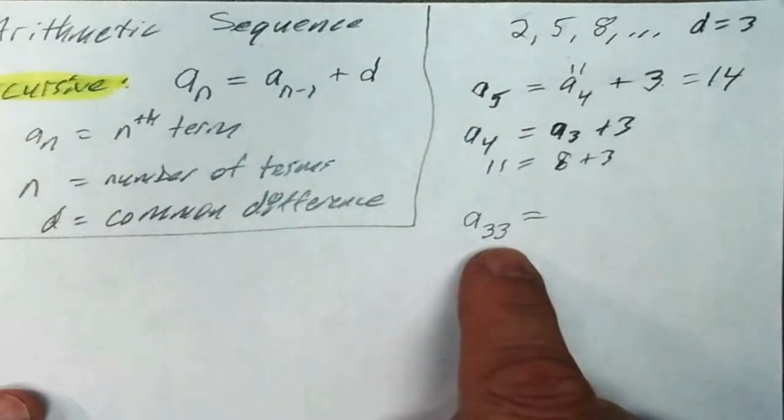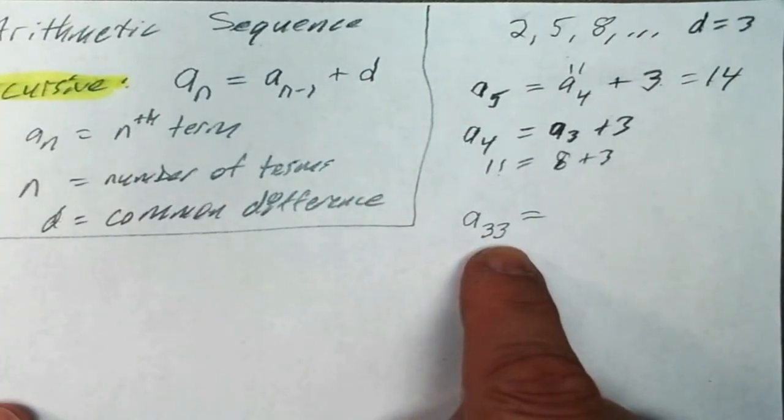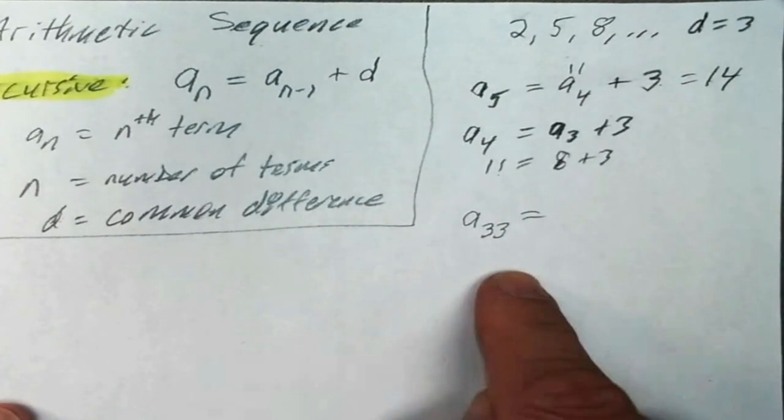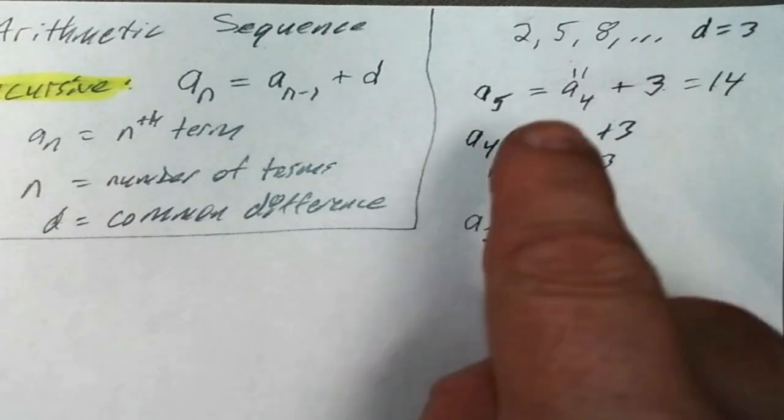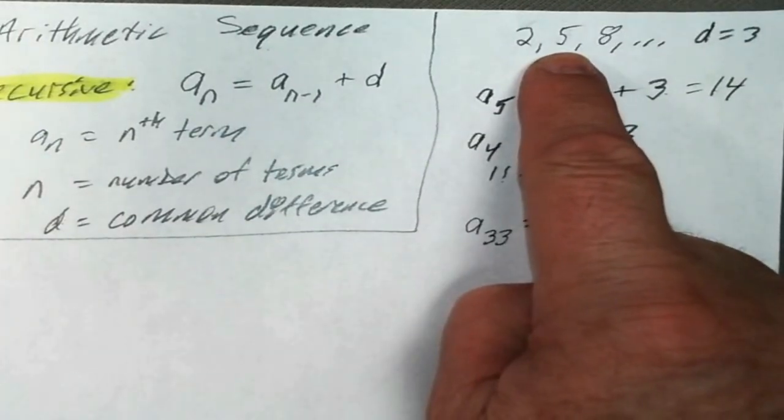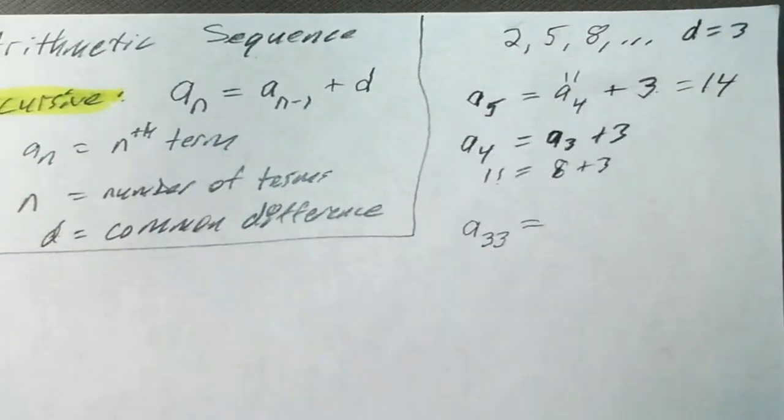So what's the 32nd term? Well, I don't know. I got to figure that out by finding out what the 31st term is and adding 3 to that. So we need another method. This is fine if we want to know the 4th, the 5th, the 6th. But if we want to jump to the 33rd, we're going to need some help.